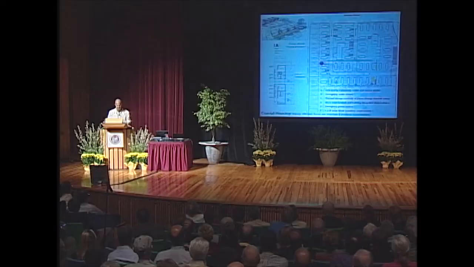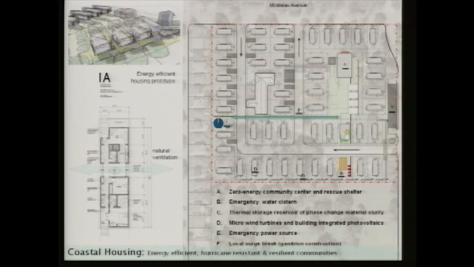And that is the idea, which I just mentioned, of a zero energy community that has an emergency water cistern, on-site storm retention basins, thermal storage reservoir, or phase change materials that can circulate throughout all the buildings, micro wind turbines, building integrated photovoltaics, an emergency power source served by the microgrid, and a local flood surge break, all within the goal of a diminished carbon footprint. This is the idea of a resilient, semi-autonomous community that is now green. So these are some ideas that I'm working on recently. And I think this is the direction that, at least for me, in my work in building technology, is where I think we can contribute to moderating demand.